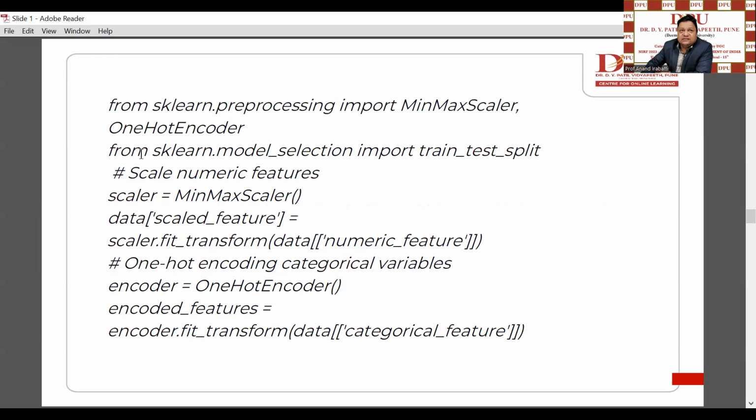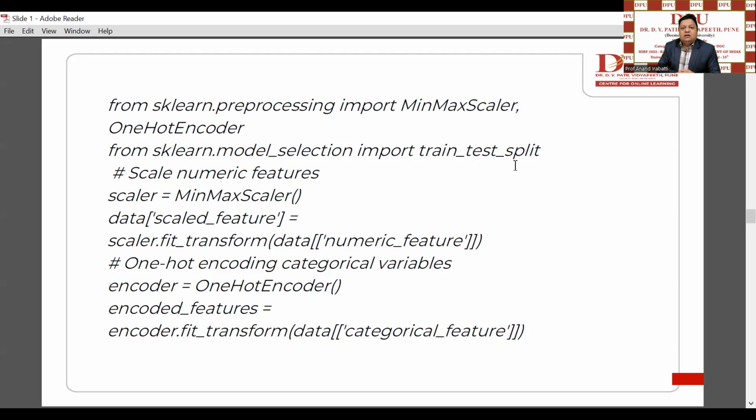As you can see in the slide, from sklearn.preprocessing, I'm importing the MinMaxScaler and again the OneHotEncoder. MinMaxScaler is used for scaling the data, while the OneHotEncoder is used to convert the categorical values into numerical values. So here I've imported the MinMaxScaler and OneHotEncoder. From sklearn.model_selection, I'm importing train_test_split so that I can divide the data into training and testing.